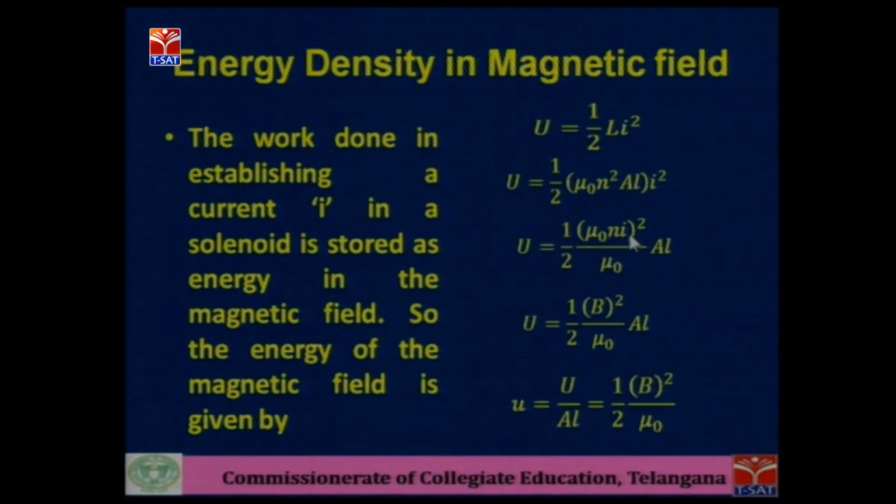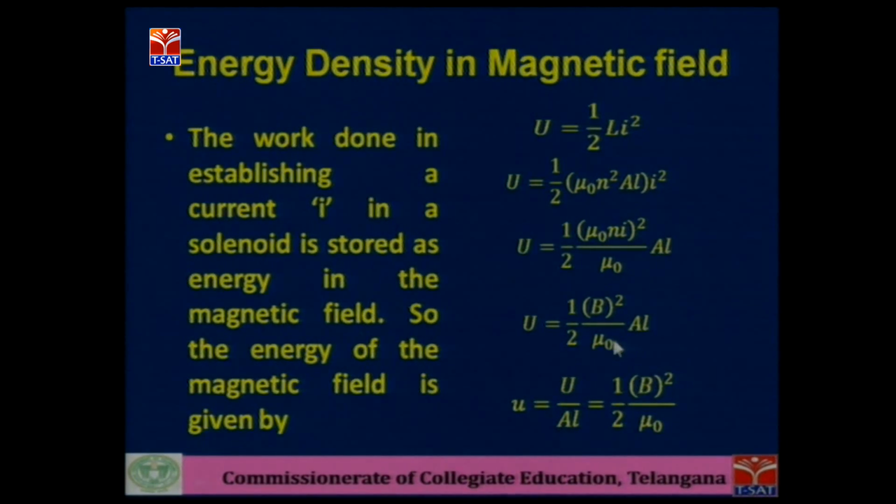We have also calculated that mu naught n I is the magnetic field at the center of the solenoid. So that is substituted, mu naught n I is equal to B. So U is equal to half B square by mu naught into AL. Again, what is AL? A is the area of cross section of the solenoid and L is the length of the solenoid. The product of these two gives us the volume of the solenoid.